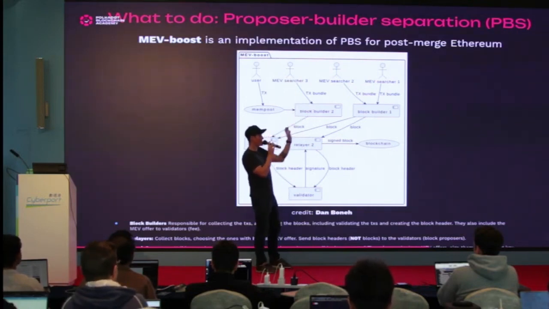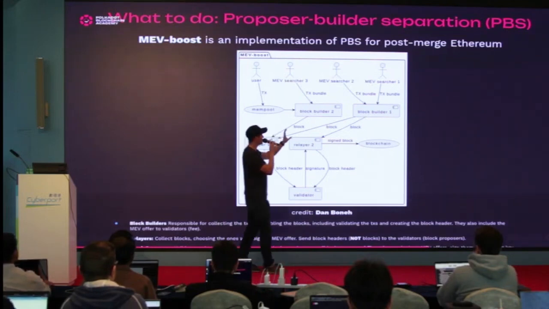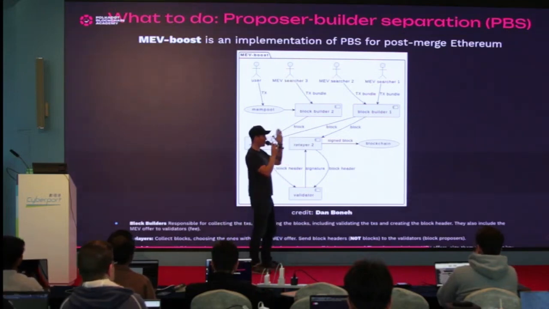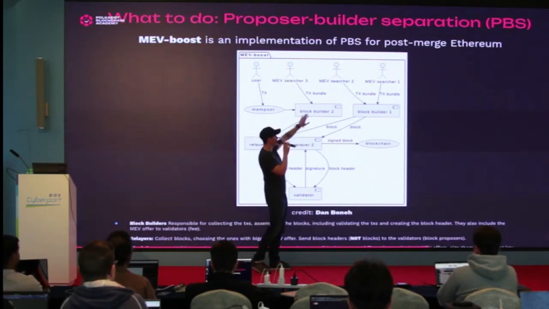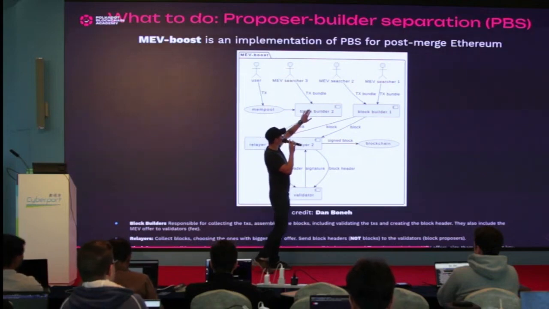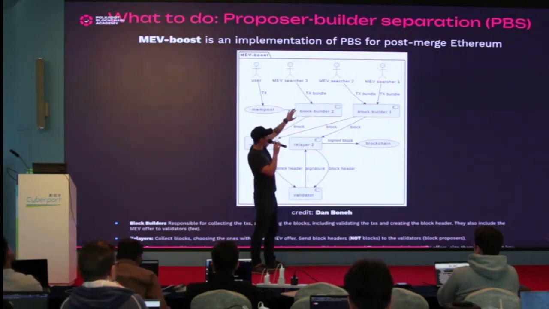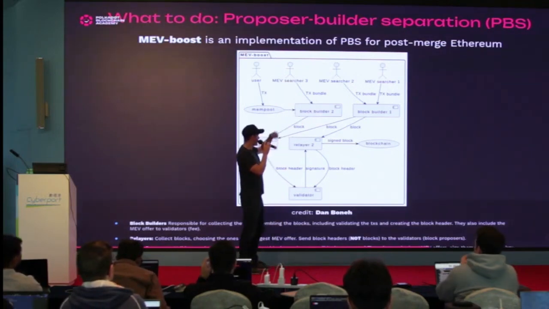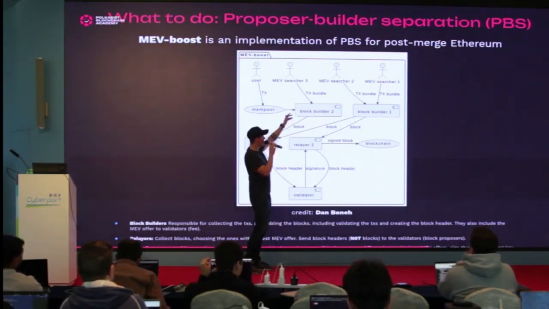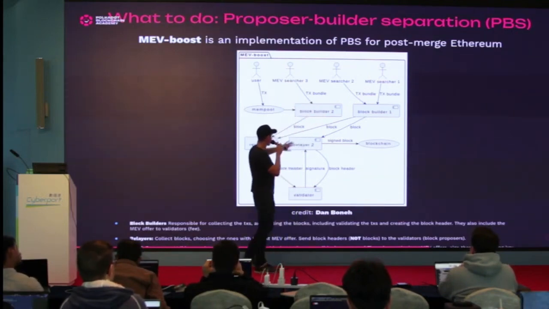For example, if it's a sandwich operation, there are going to be 3 transactions. The ordering matters, so that's what they're interested in. They're interested in having all these 3 executed in exactly that order. They contract with these block builders and send the bundles to them. These block builders build the blocks from them, so they basically select the ones that have the most fees in them.